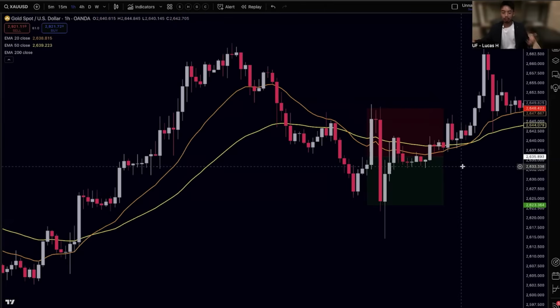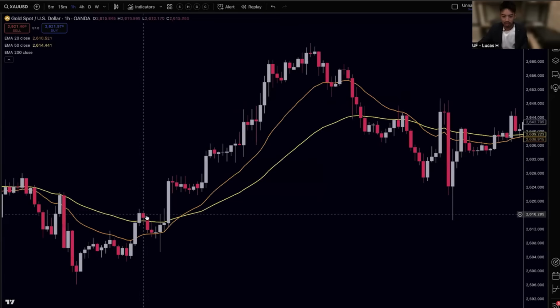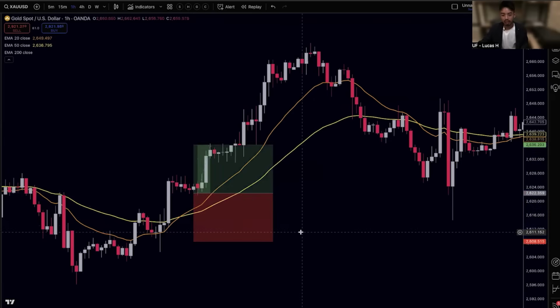However, again, let's just play devil's advocate here. We do have a crossover as you can see here, but this time the crossover actually worked. It actually crossed the 20 EMA and the 50 EMA. It did cross over, and if you did take a buy on a pullback, let's say here, it went up, right?